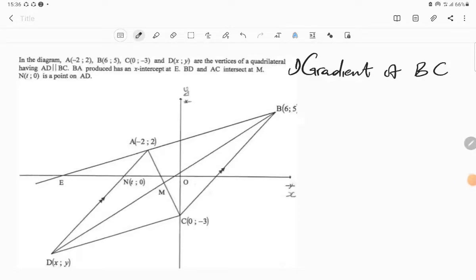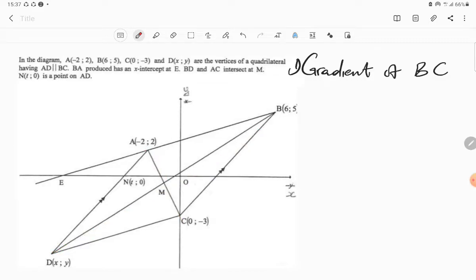In the diagram, A, B, C, D are the vertices of the quadrilateral, having AD and BC parallel to each other. And BA is produced and has an x-intercept at E. This is an x-intercept of line AB. And we can see that BD and AC intersect at M.